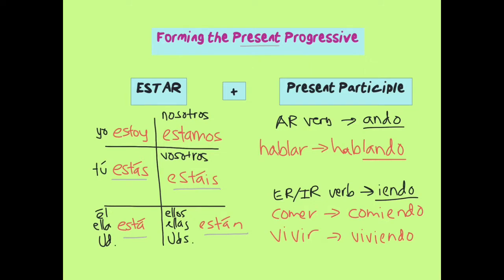Now, I should mention, if you learned when to use estar, if you learned the acronym PLACE, position, location, action, condition, emotion, those uses of estar, this tense, the present progressive, is actually the action in PLACE because you're talking about things that are happening right now, and it uses estar.